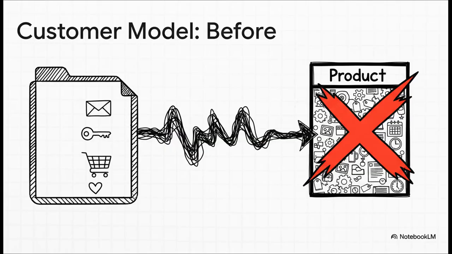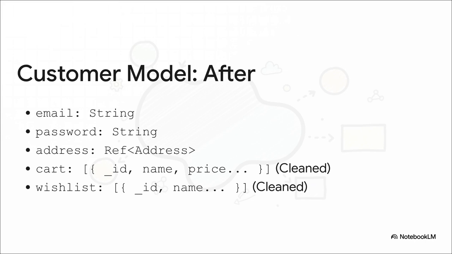Just look at this before state. See those cart and wishlist fields? They're holding a direct reference, that ref, to the entire product model. That's the tight coupling we've been talking about. It means that if anything changes over in the product model, it could totally break the customer service. Not good. And here's the after.